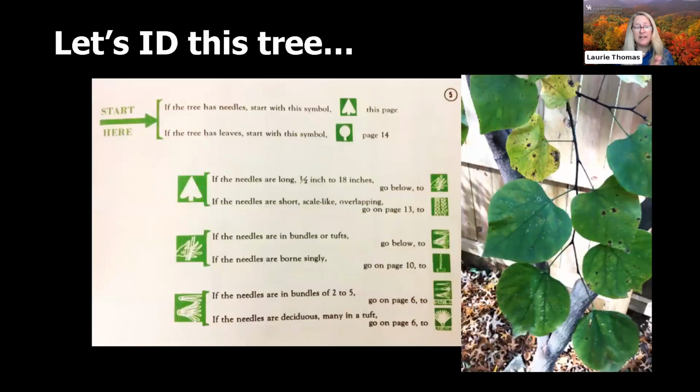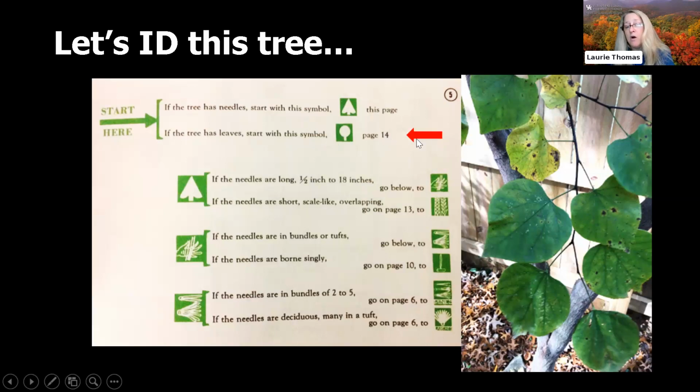All right, so now let's get out our manual for identifying trees by their leaves, our little $5 manual that fits in your pocket. I've opened it up to page 5 where it says start here. And we're going to try to identify this sample that we have right here. Again, the first question: does the tree have needles or does the tree have leaves? Hopefully we see we have nice broad leaves.